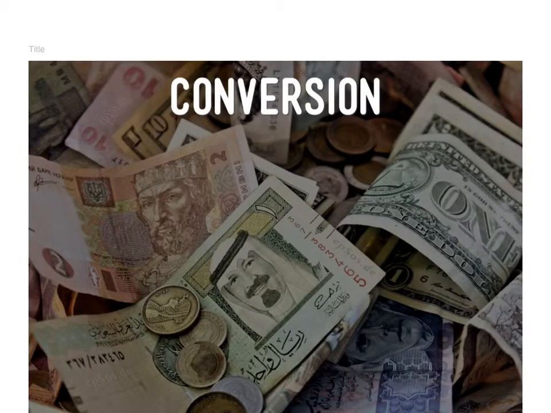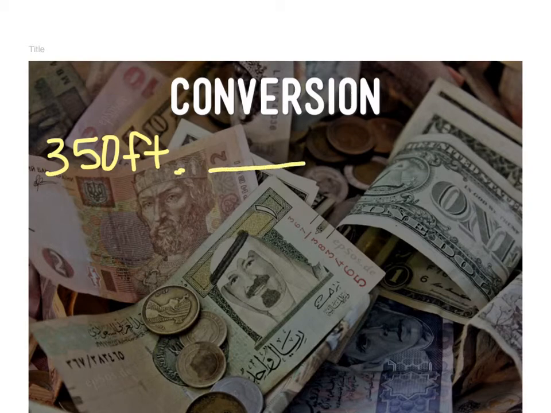Alright, the next thing we're going to look at here is conversion. So again, very similar to science. I'm sure that you've done this before, but let's just go over it. So let's say that we have 350 feet, and I want to change that to yards. So the way I do this is I multiply by a fraction, and I know that feet has to go on the bottom because I want them to cancel out. And I know that yards goes on top because I want that to be left.